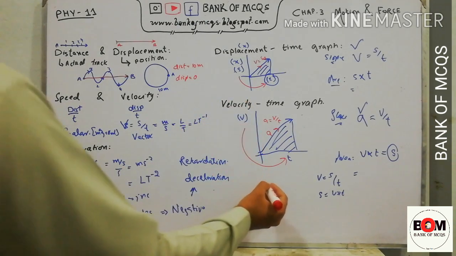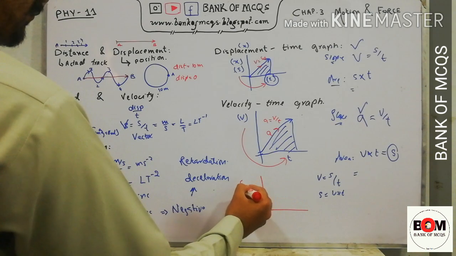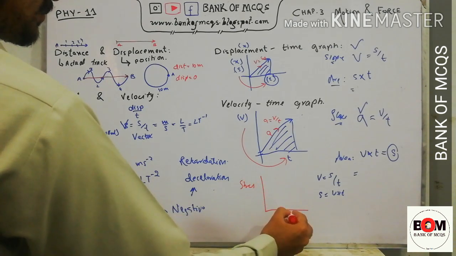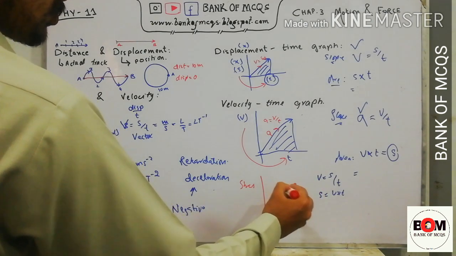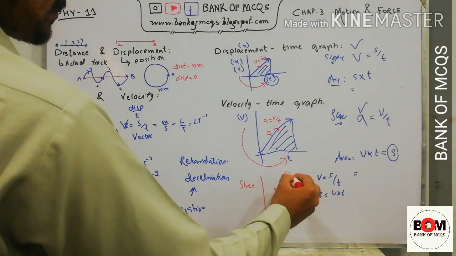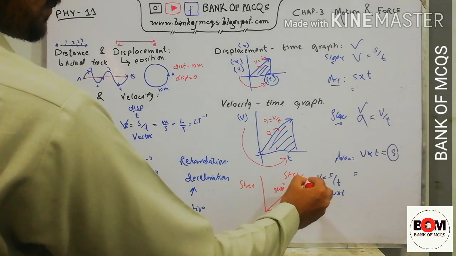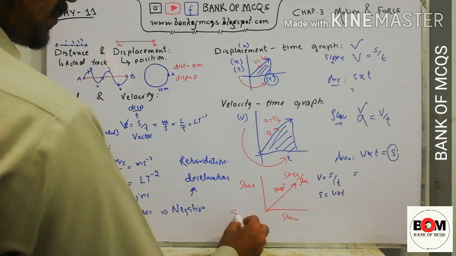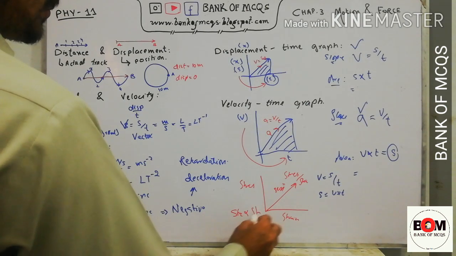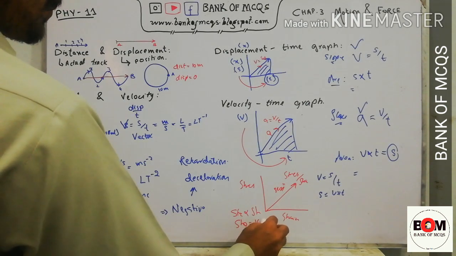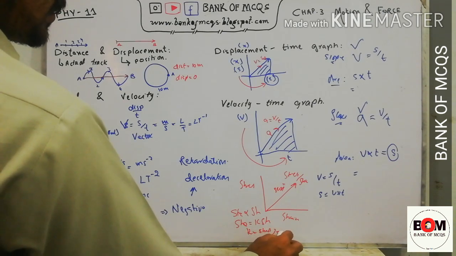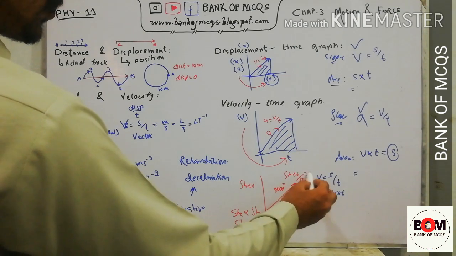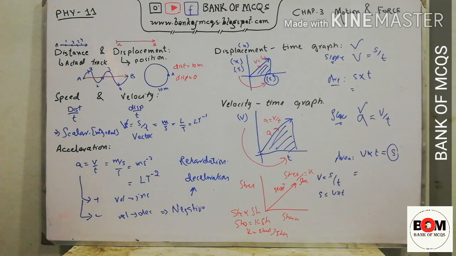Now, the same applies in the elasticity chapter. We draw a stress-strain curve, and this is the slope. So, slope is equal to stress divided by strain, and we know that stress is directly proportional to strain, and stress is equal to K multiplied by strain, where K is equal to stress divided by strain. So, the slope of the stress versus strain graph gives us the spring constant.